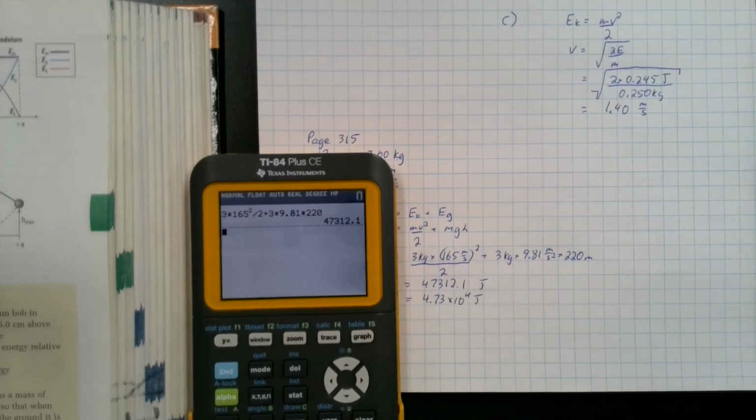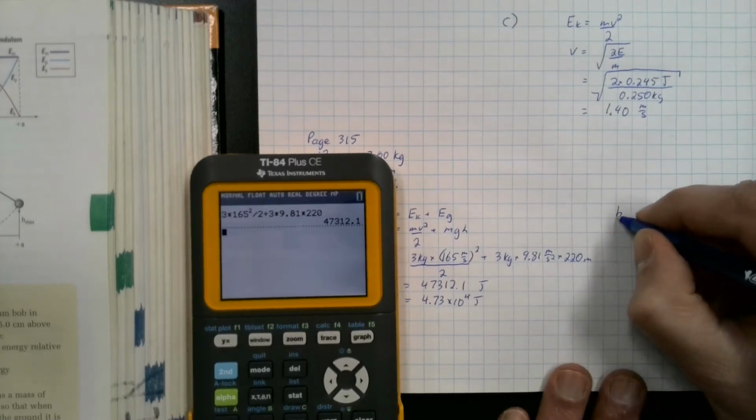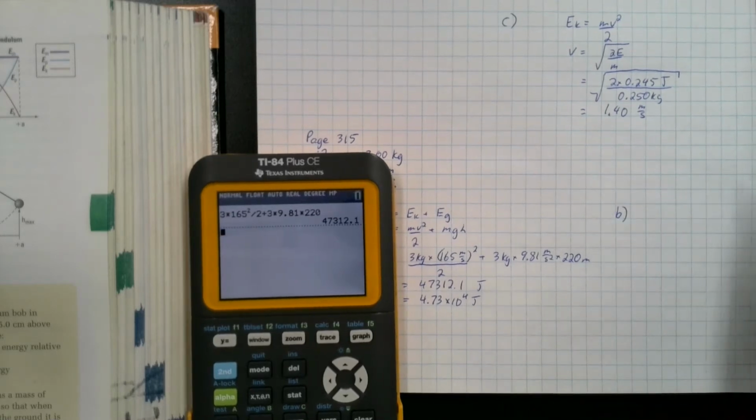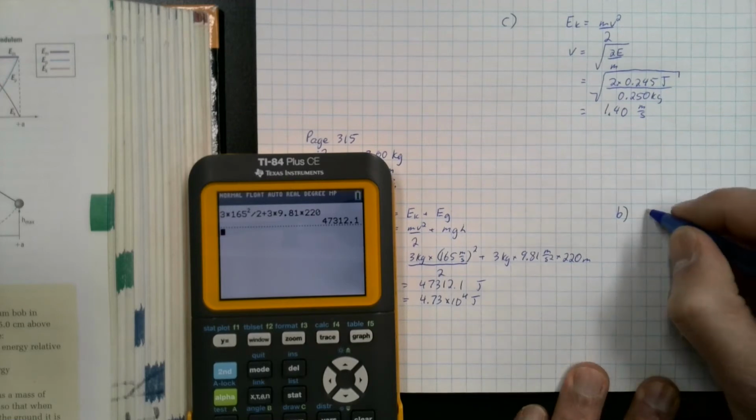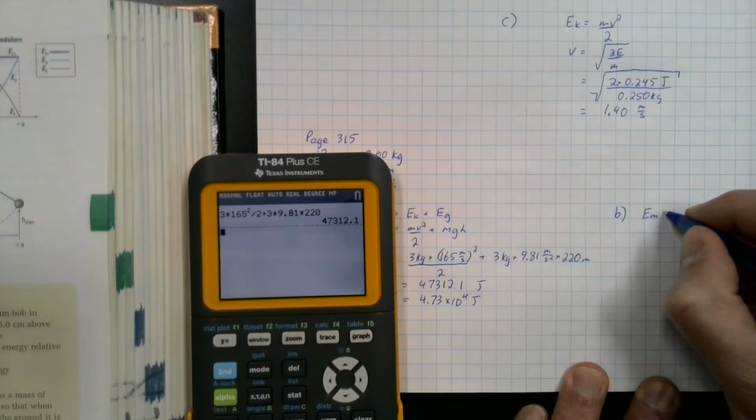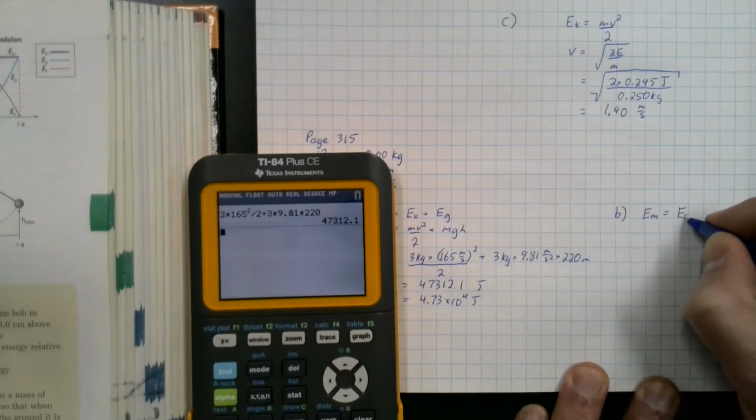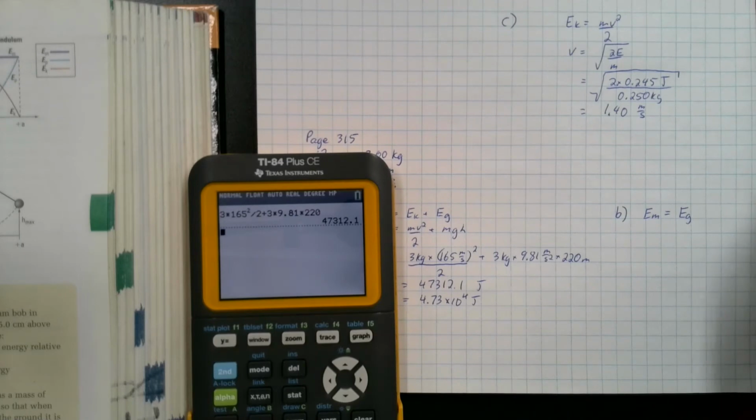joules of energy. Now, for part B, it asks us, when it reaches the highest point on its trajectory, what will be the gravitational potential energy? Well, at that point, our mechanical energy will be all in the form of gravitational potential energy. If the rocket goes straight up into the air, the velocity will be equal to 0 at the top, so the kinetic energy is also equal to 0.